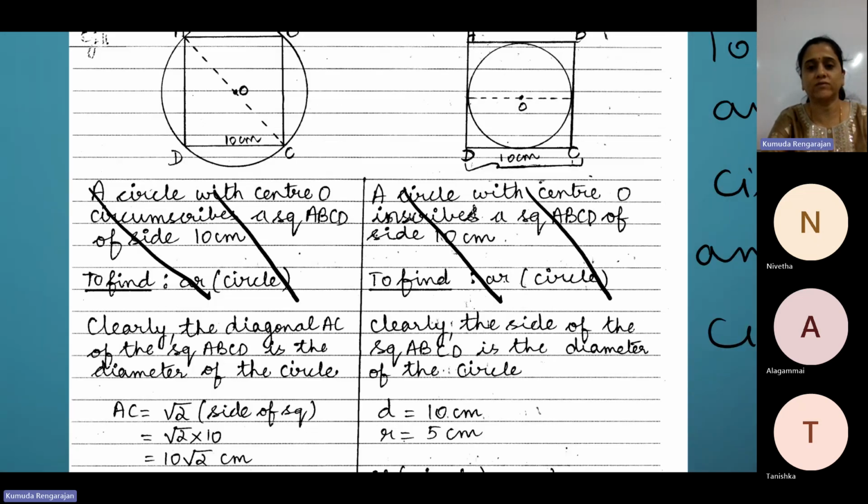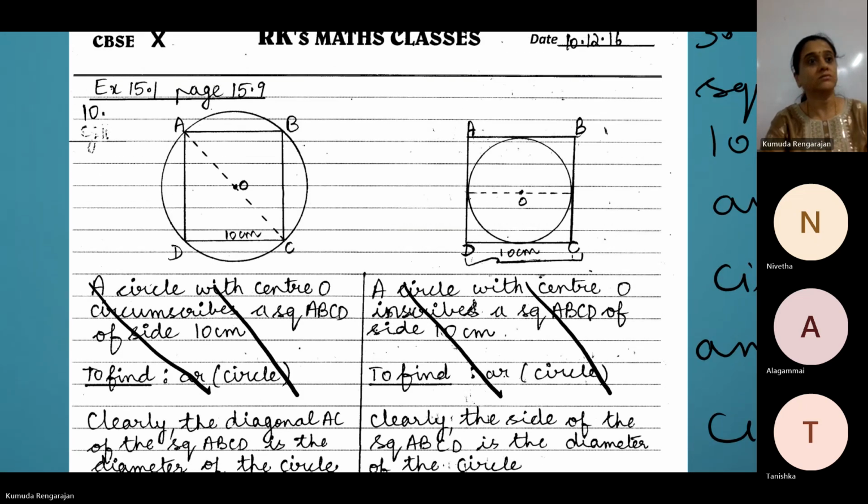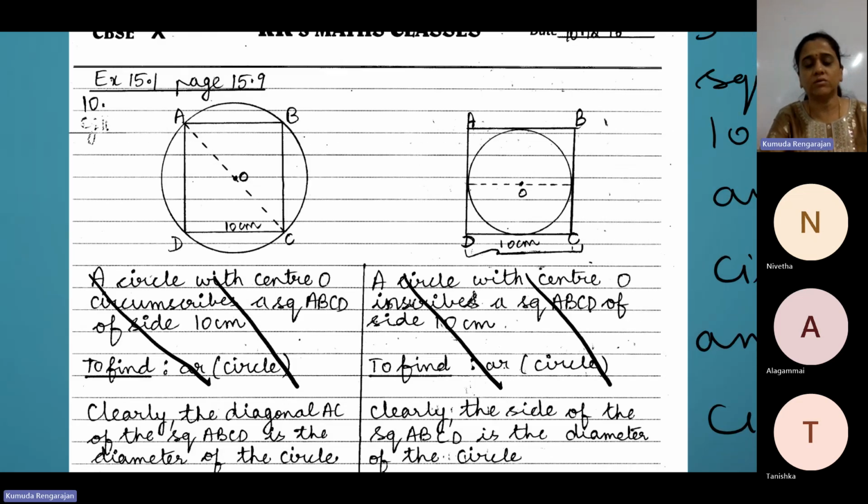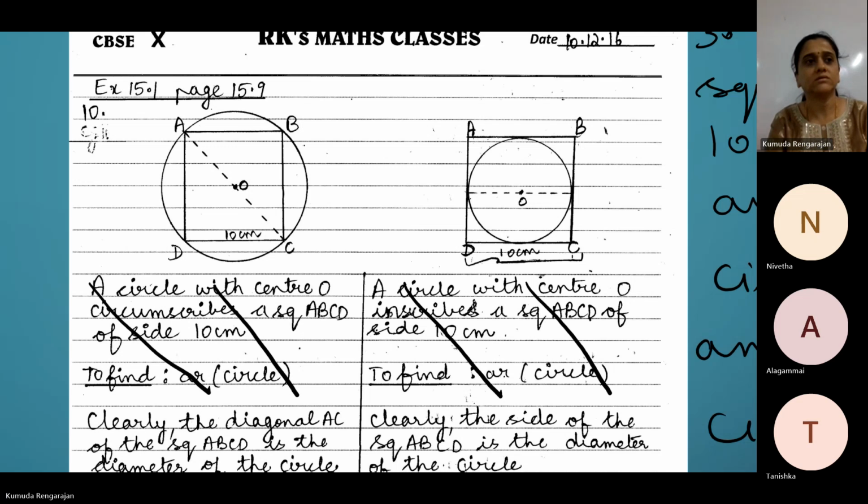Yeah. Now the second one. Finish, darling? No? This is over, right? Yeah. Now take the second diagram, finding the area of the inscribed circle.